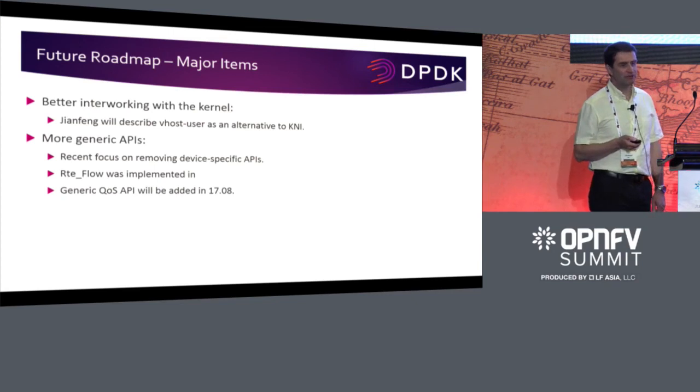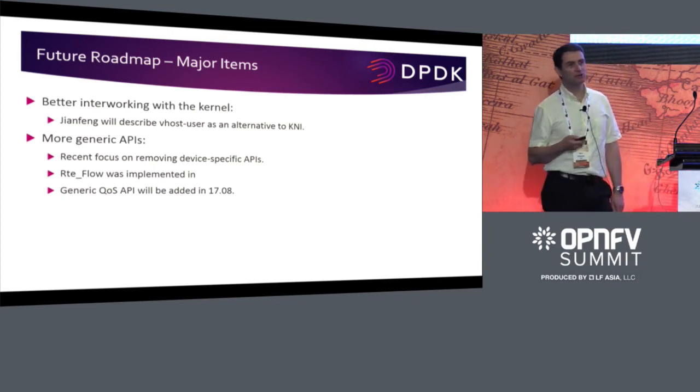Another theme that we've had for a while is finding better ways to interwork with the kernel. So we've had KNI for many years now. Jianfeng is going to talk about use of virtio-user as an alternative exception path. But there are continuing discussions about, are there better ways we can interact with the kernel? Can we somehow take advantage of capabilities being added to the kernel like XDP? Is there some integration between XDP and DPDK? We need to be looking at things like that.